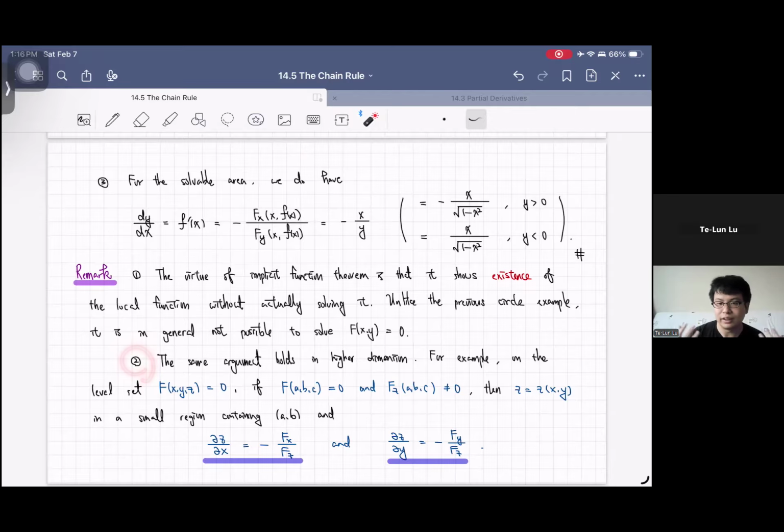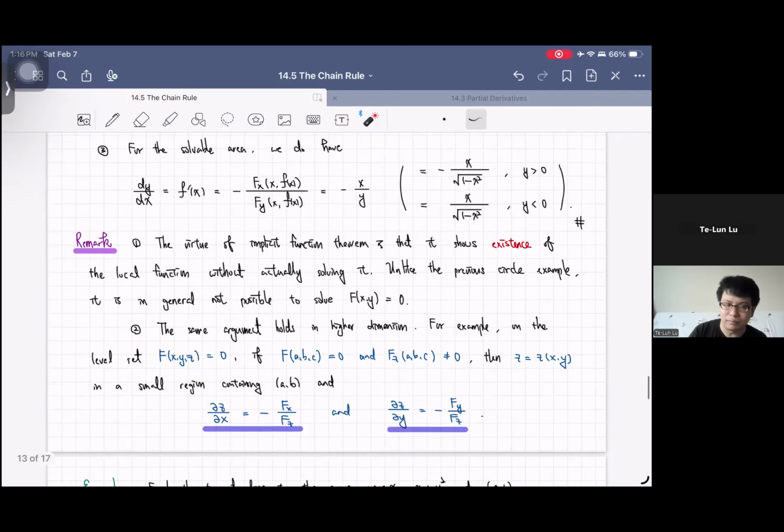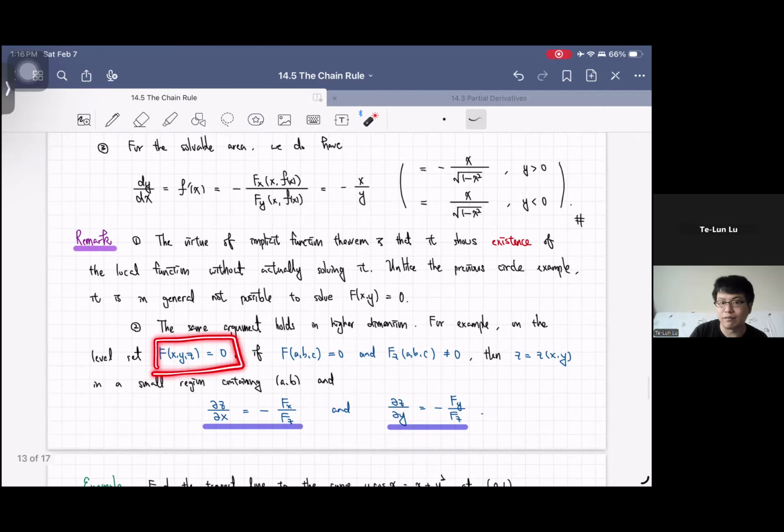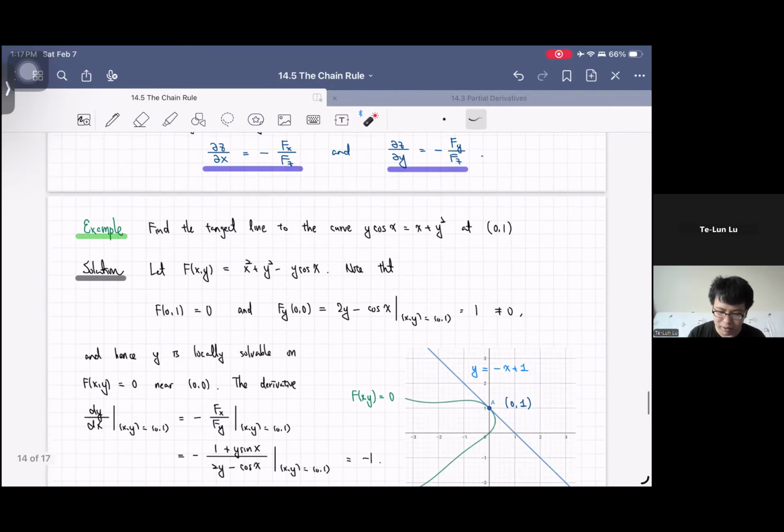And the second thing is that it obviously generalizes to higher dimensions. I just performed the 2-dimensional version because it is better for understanding. But the multi-dimensional version is actually quite similar. So let me state the theorem. Again, if you're on a level set f(x, y, z) = 0, and at the point (a, b, c) the z derivative f_z is non-zero, then z can be locally solved in terms of x and y, and the differentiation of z with respect to x is minus f_x divided by f_z, and the differentiation of z with respect to y is minus f_y divided by f_z, taking a minus sign. Okay?